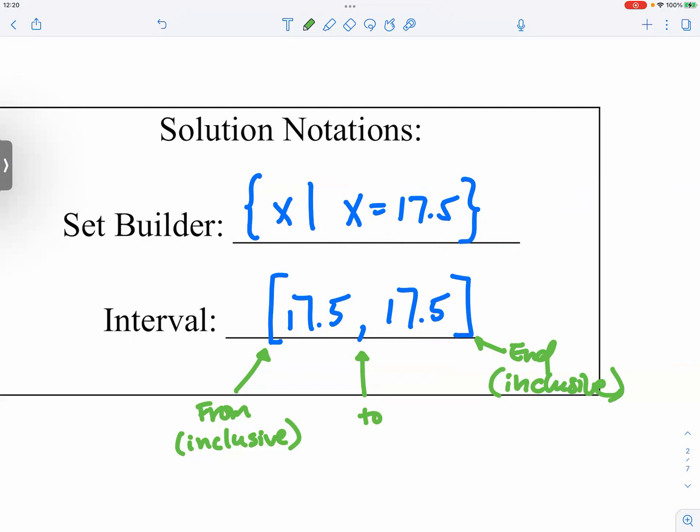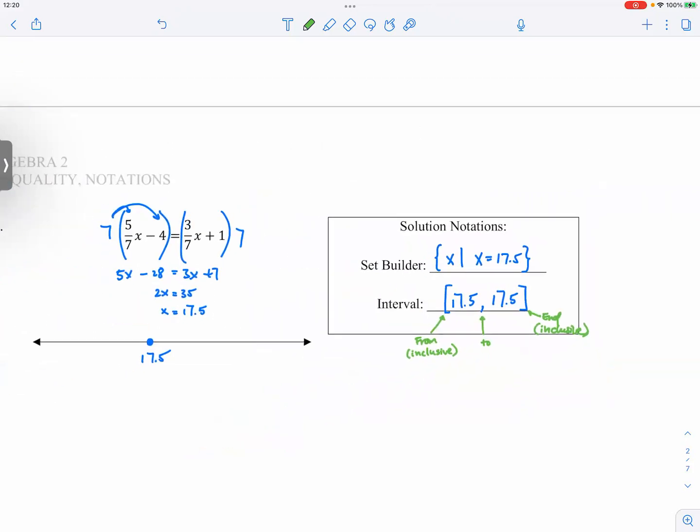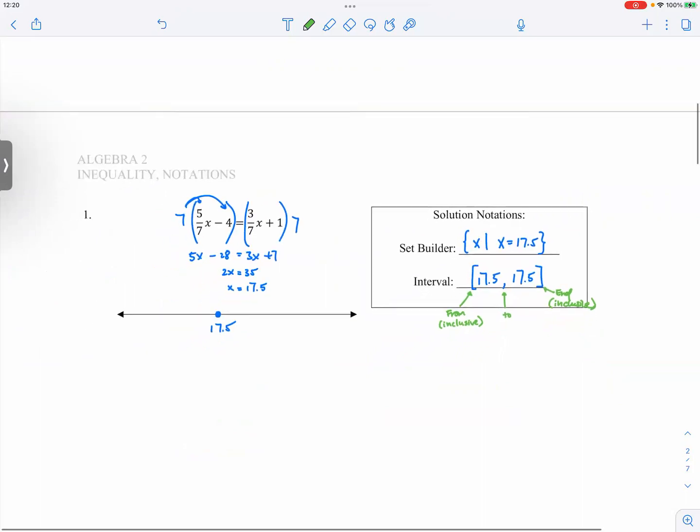Now we will see some examples in a short moment. That would be exclusive, okay? So if it's exclusive, we will use another symbol, but for now, we use bracket because we're including 17.5. So the idea is this: if you have a single point or single value as your solution, you're going from 17.5 to the same number, 17.5, and we use brackets to express that. Okay, so nothing too complicated. You should know how to do this stuff on the left. You just have to make sure that you are absorbing this new way of writing your solutions.